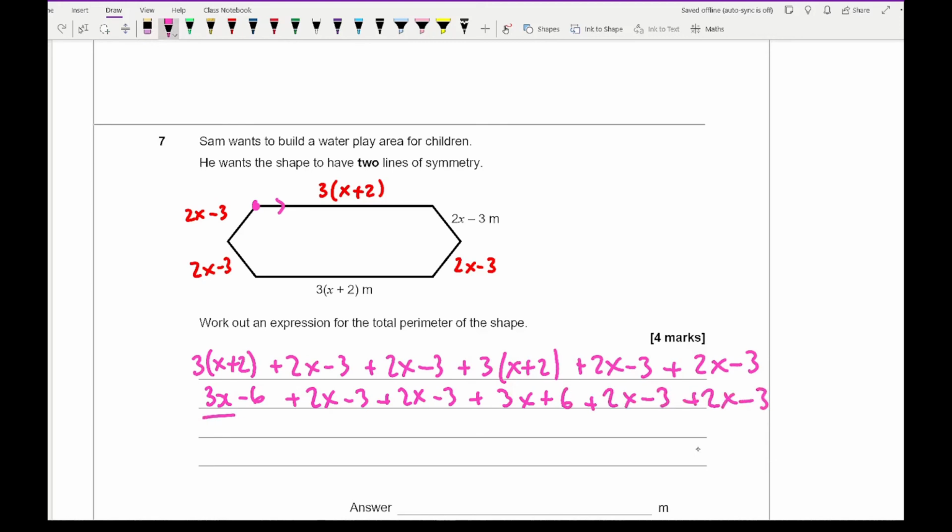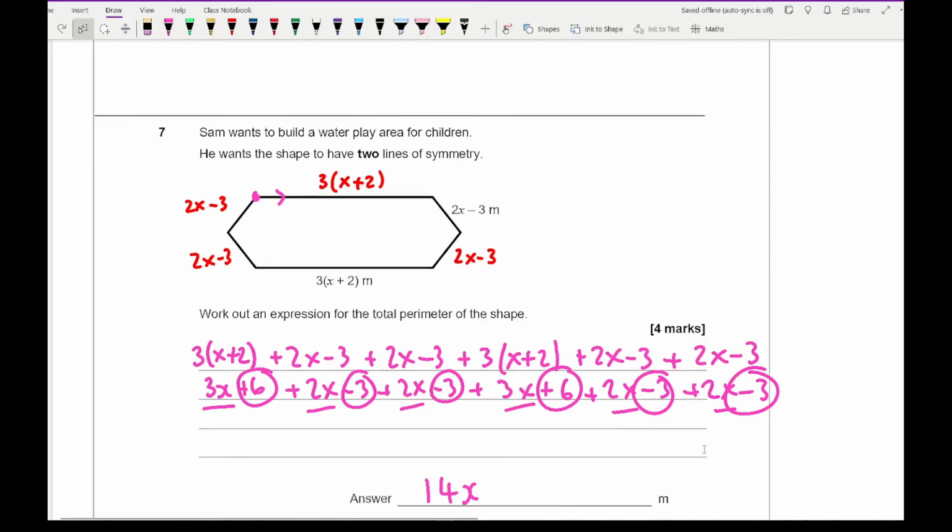Then if I look at all of the x's, I end up with a total of 14x. And looking at the numbers, I've got plus 6, minus 3, minus 3, plus 6, minus 3, and then minus 3. And so 6 plus minus 3 is 3, minus 3 is 0, 6 minus 3 is 3. So we just end up with 14x. And that there is our final answer.